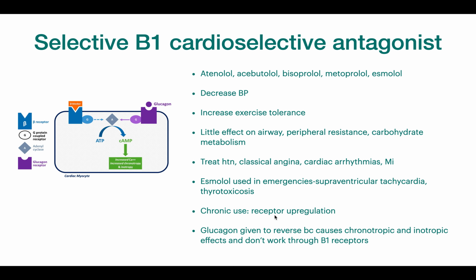Chronic use, unfortunately, the body gets used to it, and there's going to be receptor upregulation. Glucagon is given to reverse an overdose of beta-1 antagonist because it causes the chronotropic and inotropic effects, and it doesn't work through the beta-1 receptors, it works through different receptors. So, kind of like in this way, ATP is converted to cAMP. cAMP is going to increase the calcium available and increase the contractility and the rate of contraction.